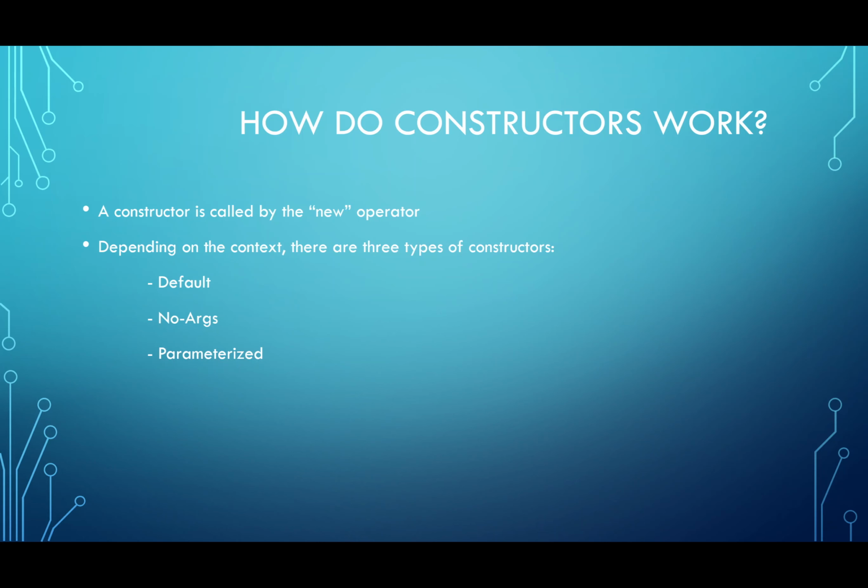So how do constructors work? Constructors are called using the new operator, and they can be called any number of times, which creates and initializes a new object each time. The object is initialized with respect to the specific implementation depending on what type of constructor is being used. There are three types of constructors: a default, a no args or no arguments, and parameterized.